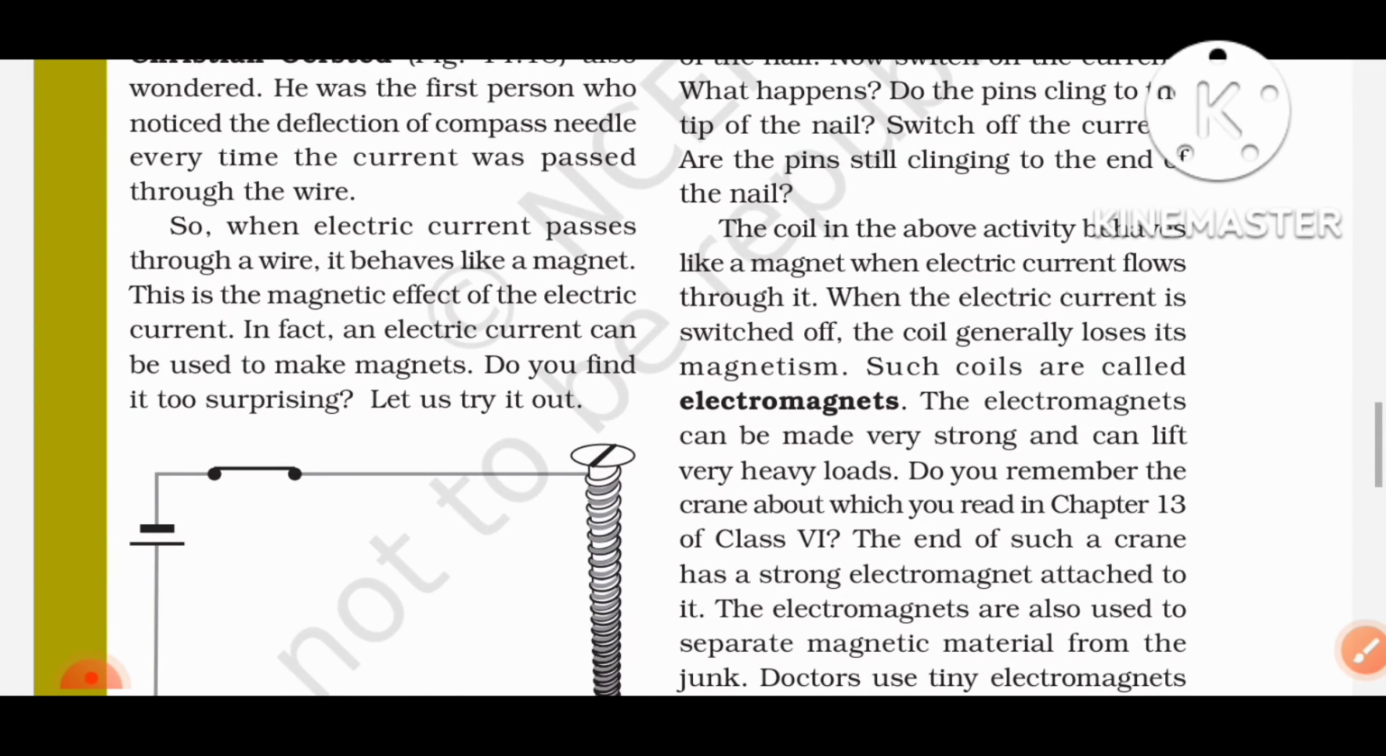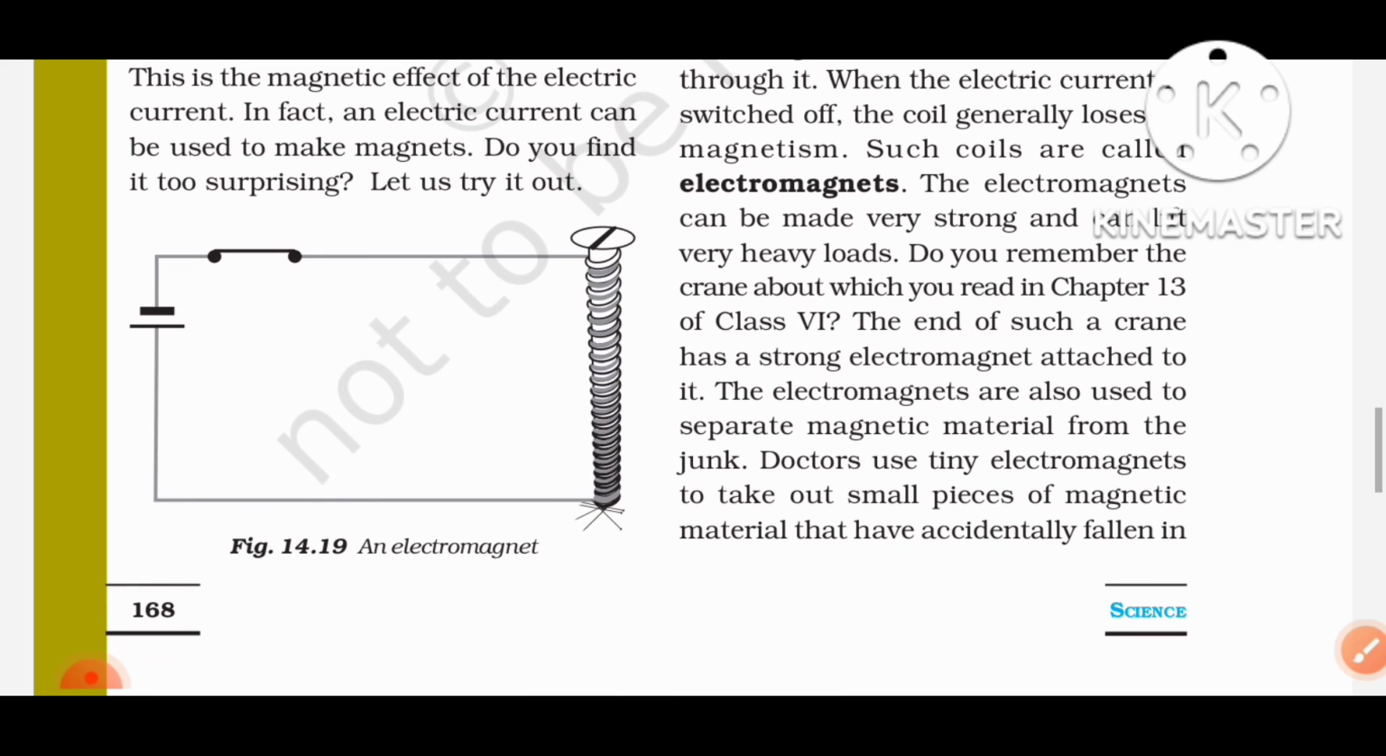The coil in the above activity behaves like a magnet when electric current flows through it. When the electric current is switched off, the coil generally loses its magnetism. Such coils are called electromagnets. Electromagnets can be made very strong and can lift very heavy loads. Do you remember the crane about which you read in Chapter 13 of Class 6? The end of such a crane has a strong electromagnet attached to it. Electromagnets are also used to separate magnetic materials from junk.